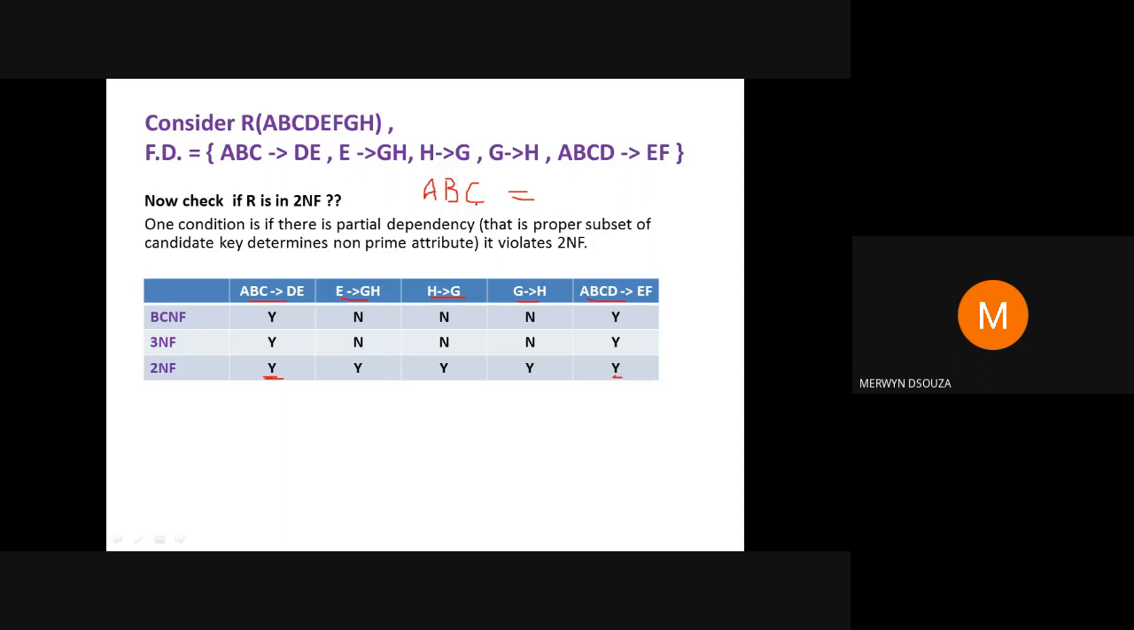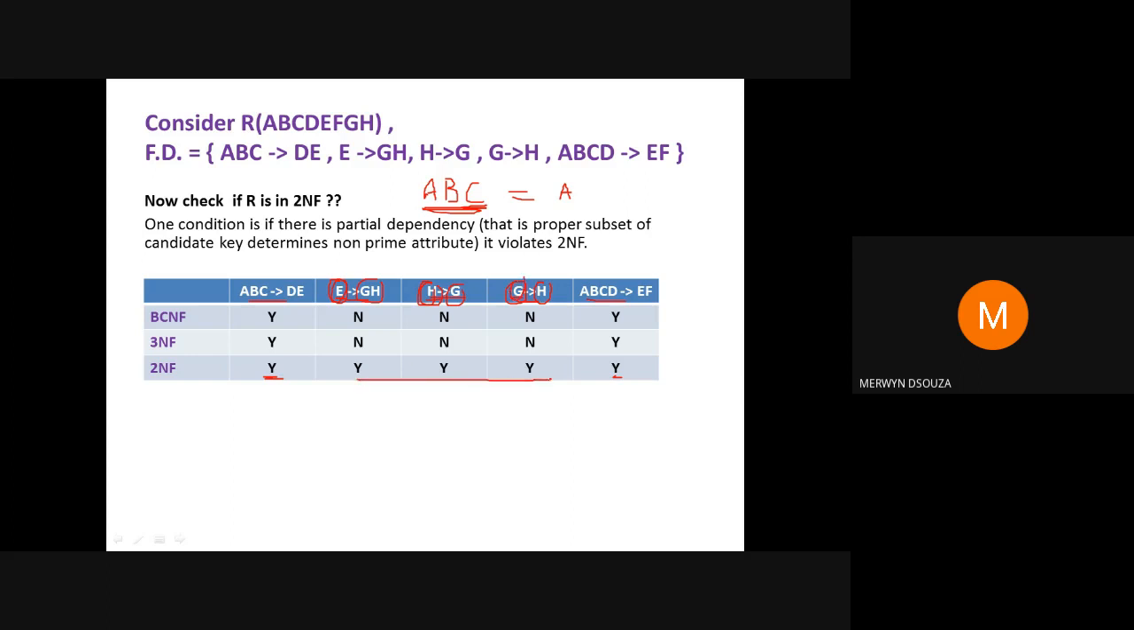Does any of the proper subsets, now you can check here, E is there on the left hand side, H is there, and G is there. Is any of the proper subsets of this candidate key E, H, or G? No. It's the other combinations, combinations of A, B, and C. Obviously, looking directly at the left hand side, you can claim that these are not all non-prime attributes, but the left hand sides are not proper subsets of the candidate key.